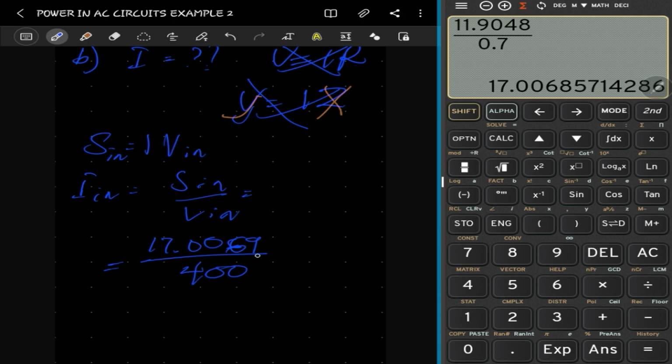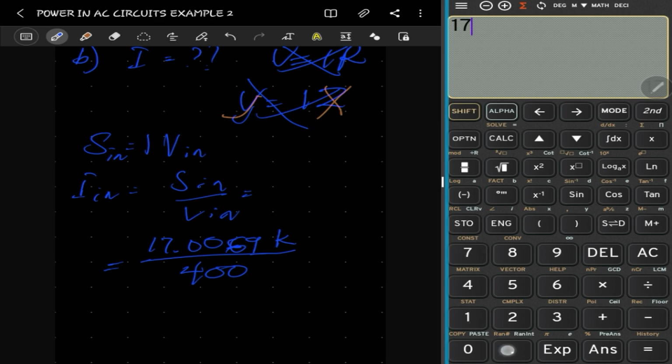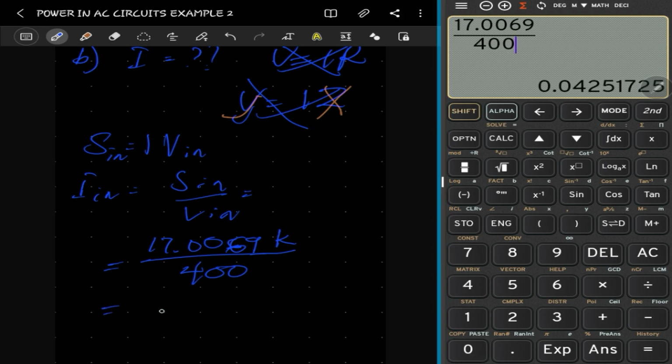It's safer if you put everything there already. So we know we have kilo here, which is 10 to the power 3, right? Or if you want, you can put the values right there. So that means we have 17.0069 on 400, and that's what it gives us, right? 0.0425. It can get confusing, especially if you don't notice the k unit given. So at times it's even safer to bring 10 into numbers, like 10 to the power 3.